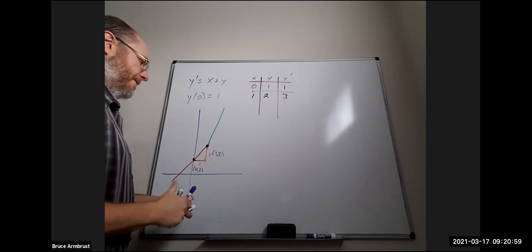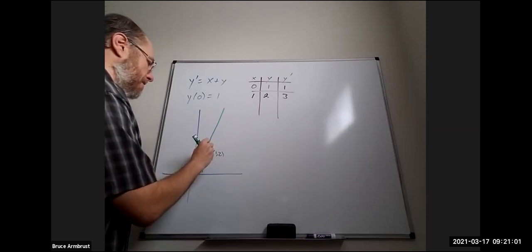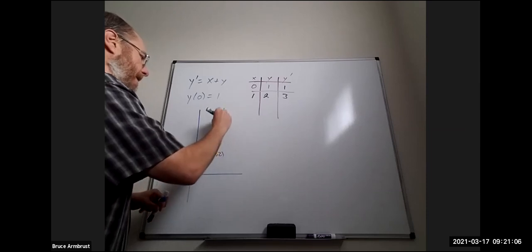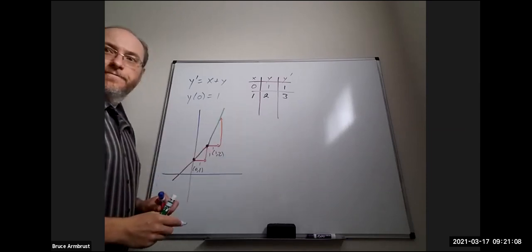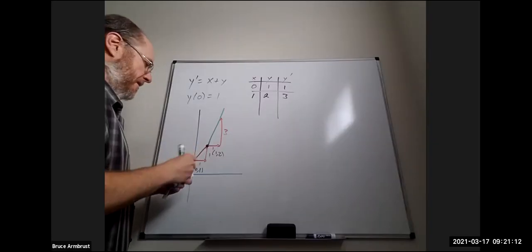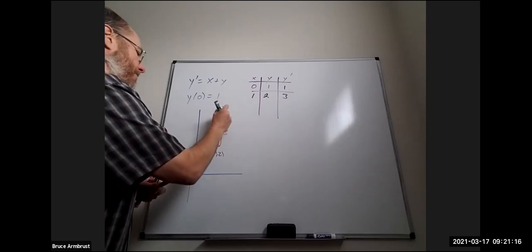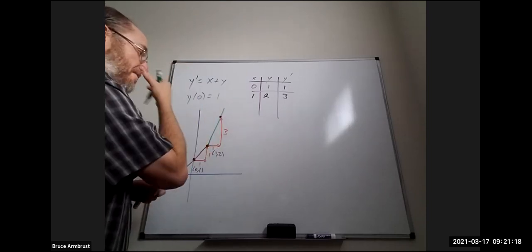But let's do the same thing. Let's go over 1. How much am I going to go up now? 3. There you go, it's just the slope. So I'm going to go up 3. That's going to bring us to a new point, and that point, of course, is going to be 2, 5.